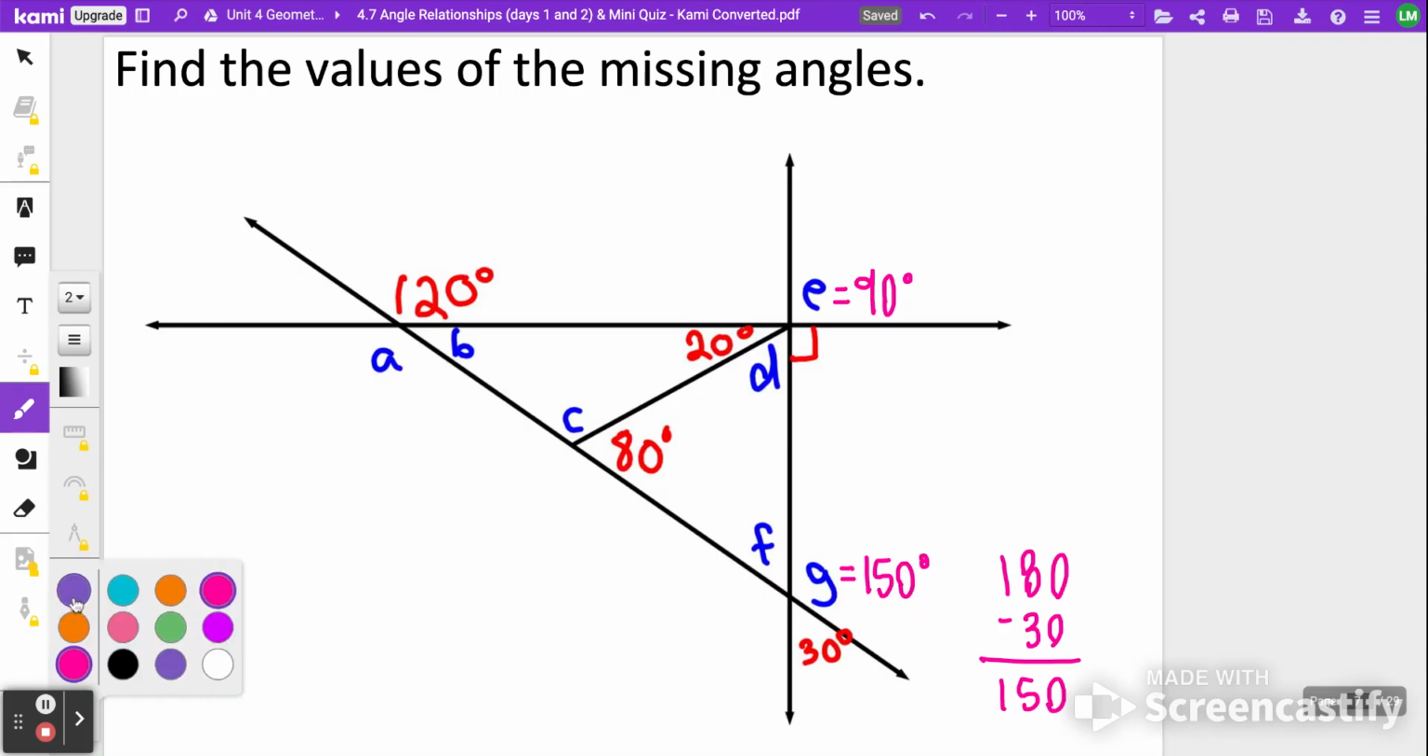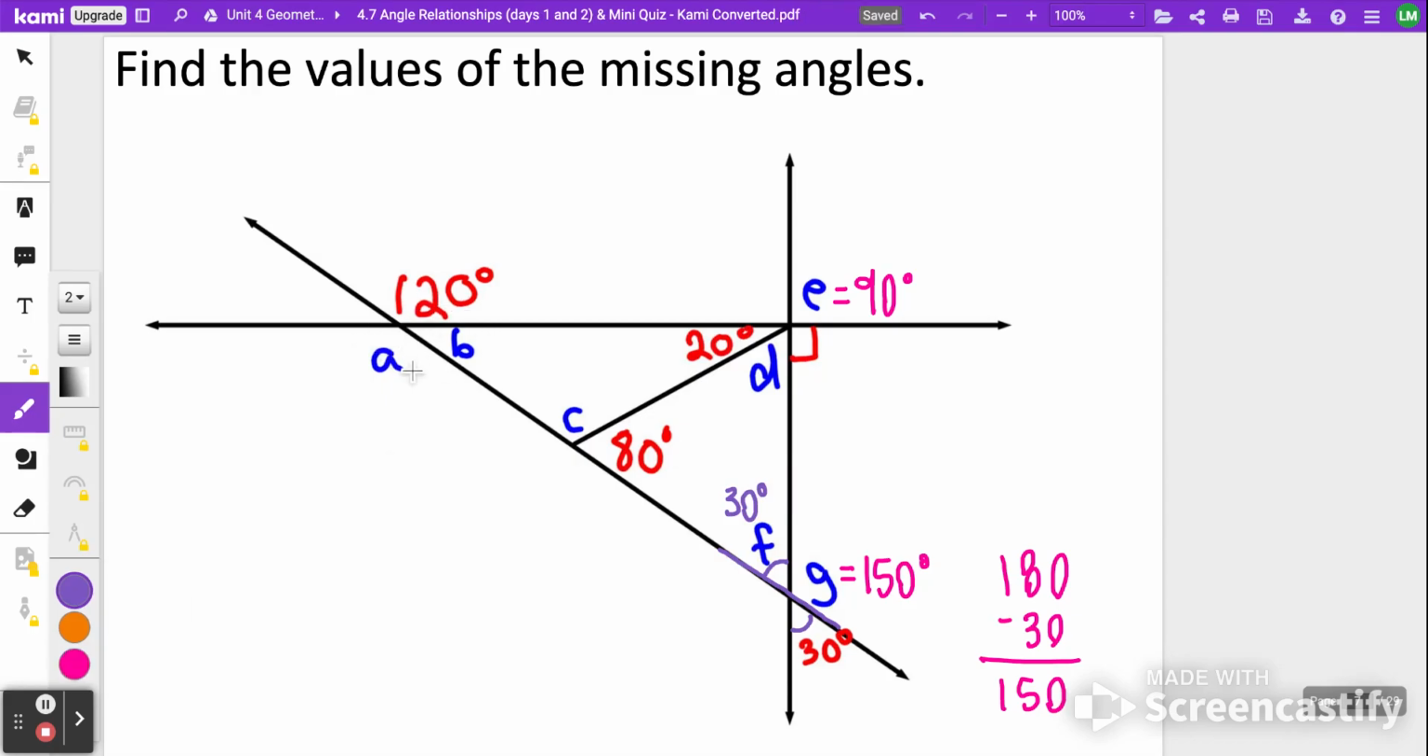If you tilt your head to the side slightly, notice that letter F is right next to letter G. Letter F and letter G are still making a straight line, so you can say that those are supplementary angles. Or notice that letter F is exactly across from 30 degrees. These are called vertical angles. So letter F is equal to 30 degrees.